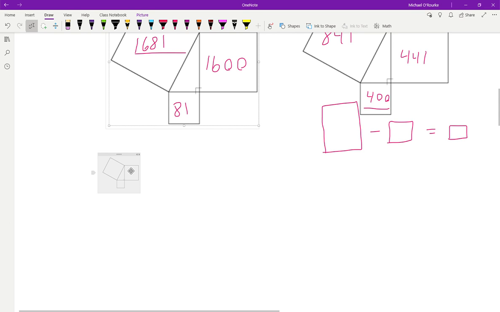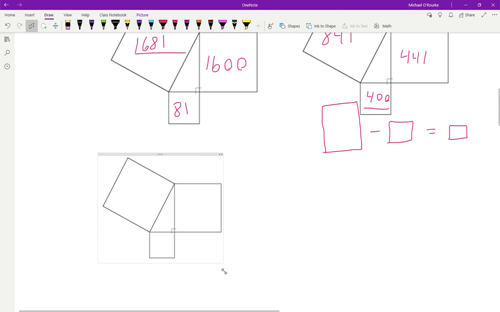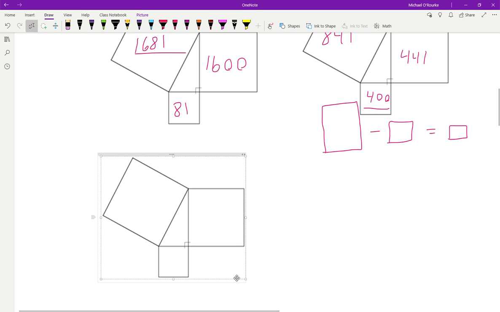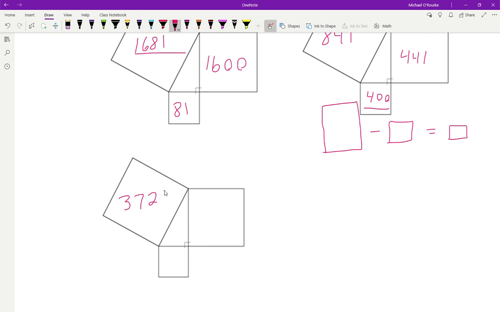How come I cannot? There. Alright, let's try this one. 3, 7, 2, 1, and 121. Okay, don't press enter. Put your answer in, but don't press enter.